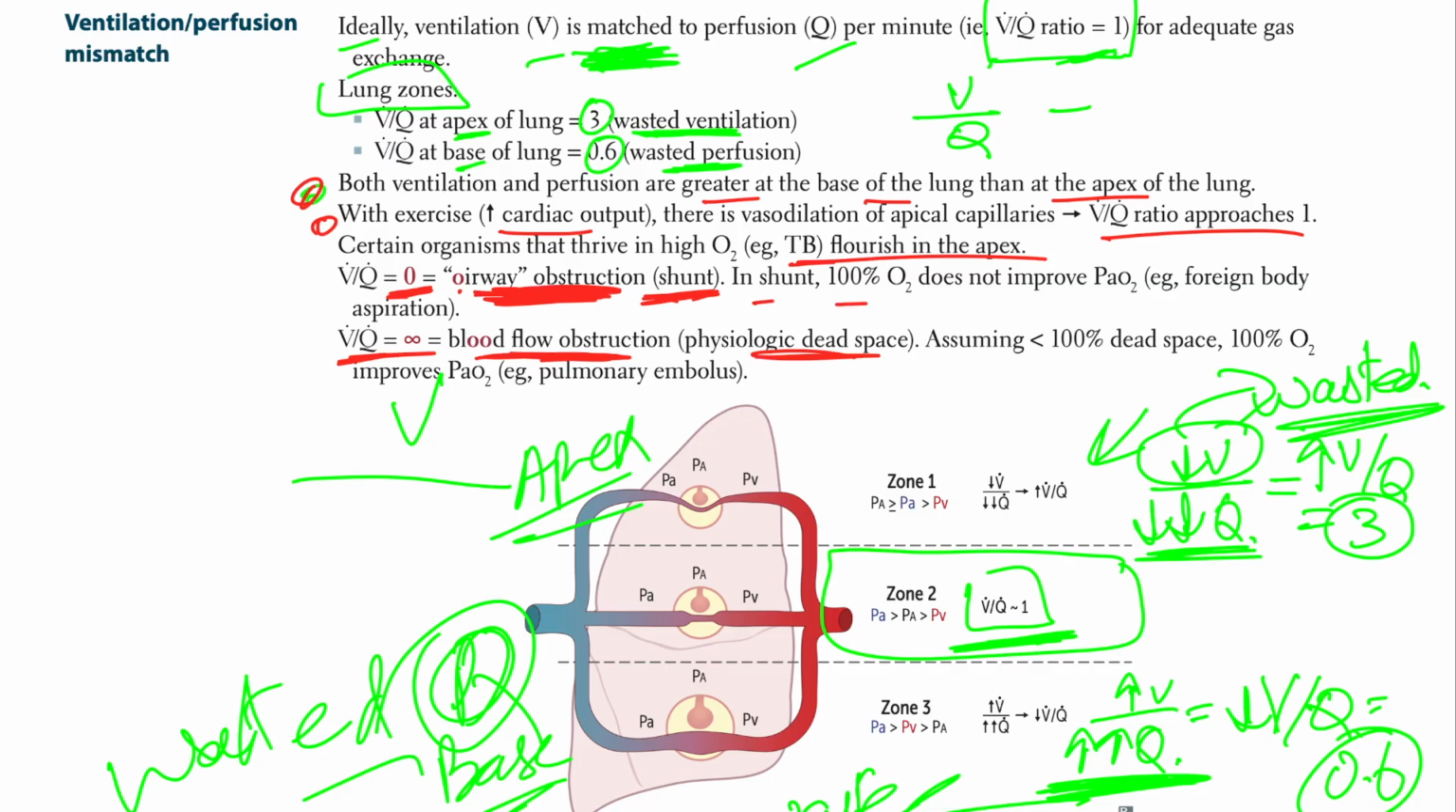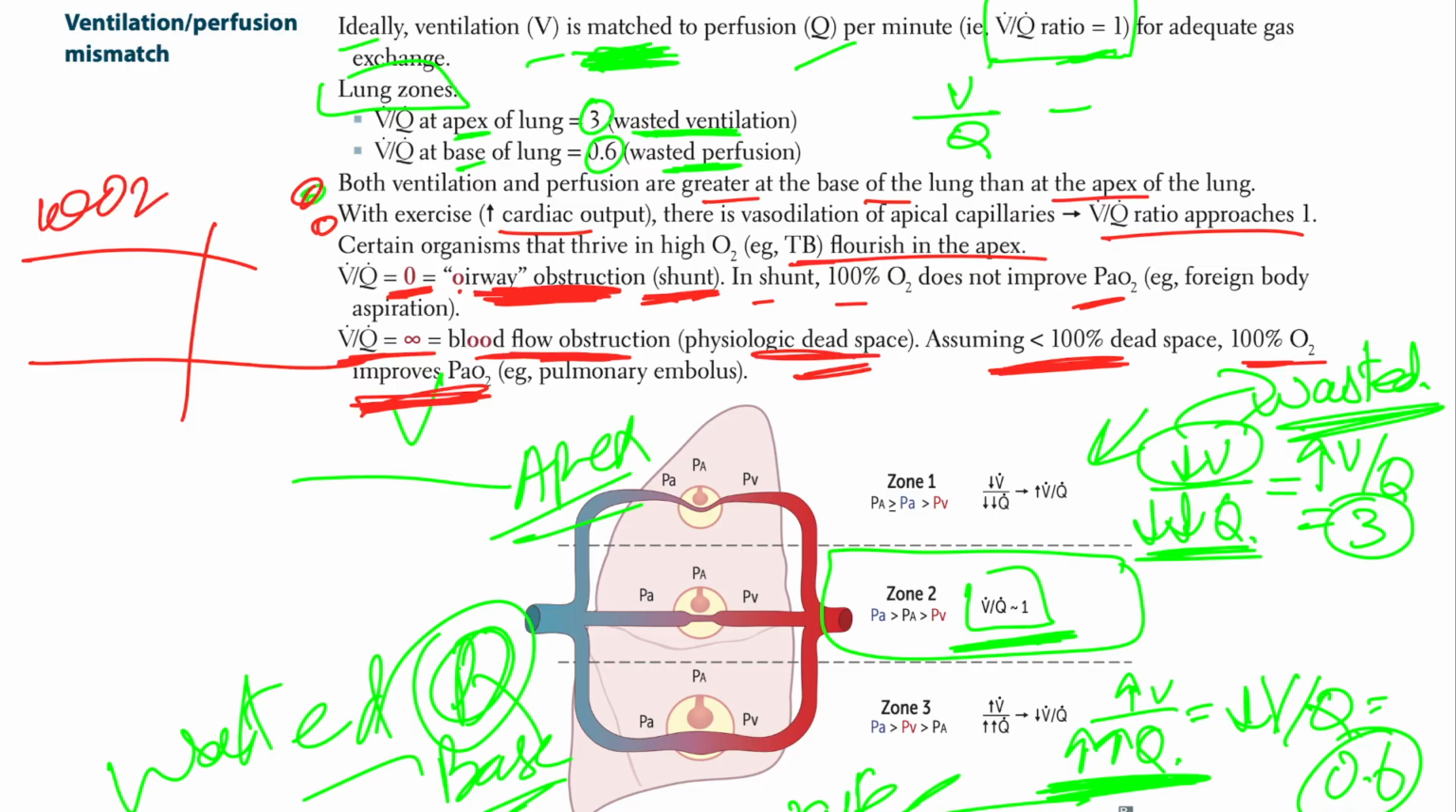So in shunt, 100% O2 does not improve the PaO2, for example in foreign body aspiration. While with V/Q going to infinity, blood flow obstruction, physiologic dead space, assuming less than 100% dead space, 100% O2 improves PaO2. So again, there should be a table here. 100% O2 does not improve airway obstruction, but it does improve blood flow obstruction.